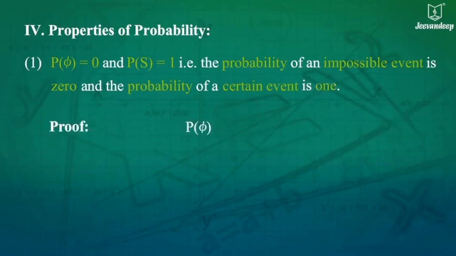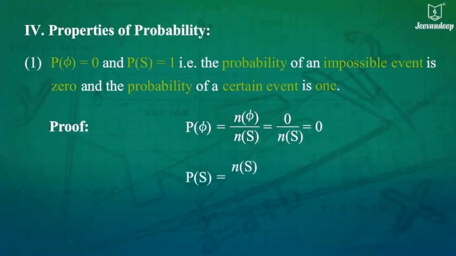Proof. Probability of an impossible event equals n(phi) upon n(S) equals 0 upon n(S), that equals 0. So, probability of event S equals number of elements in sample space S upon number of elements in sample space S, that is n(S) upon n(S), which equals 1.